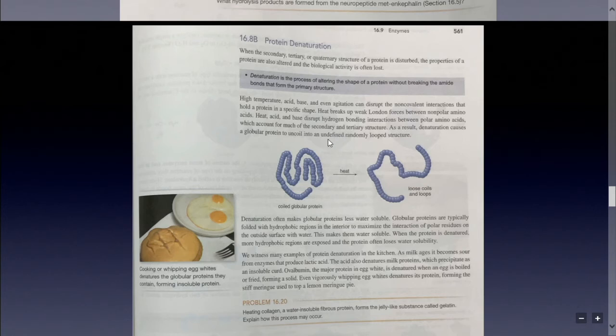Let's see. I wanted to see, did the book say anything about the ionic attractions?